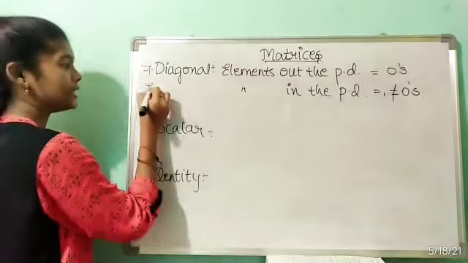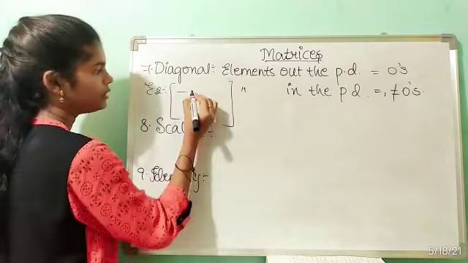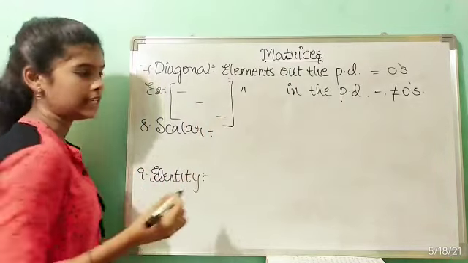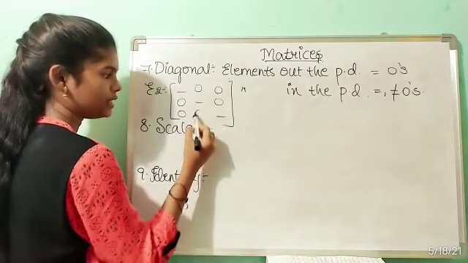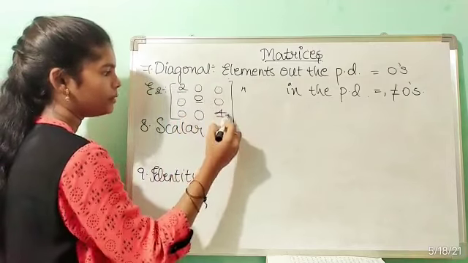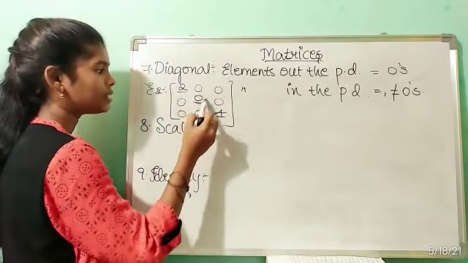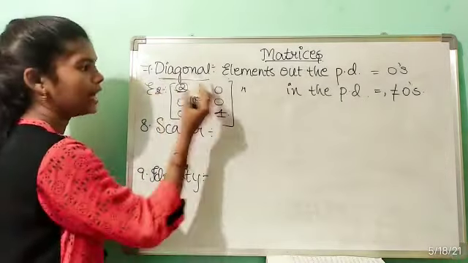If you see an example, these are the positions of principal diagonal elements. Remaining positions must be filled with zeros and the principal diagonal positions may or may not be filled with zeros. I mean zeros can involve or may not involve. That's the meaning of diagonal matrix.